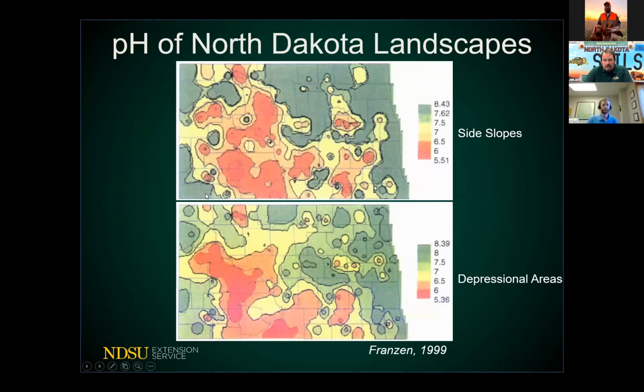And even back in the late 90s, we were seeing some acidic soil conditions. So Dr. Franzen went across the state and evaluated 3 sites in every county and developed this map. The top map is showing side slopes, and the bottom map is showing depressional areas for this project. The red is the acidic areas, the green is the alkaline areas. And you can see even back then, some of the side slopes did have some acidity issues. But when we get into the depressional areas, the amount of acidity greatly increased.